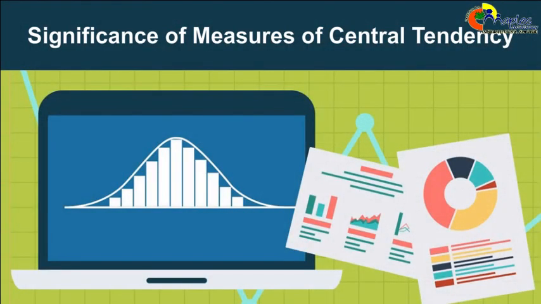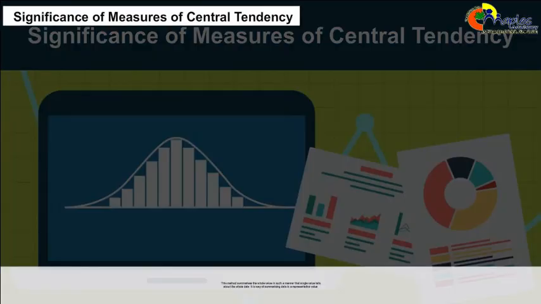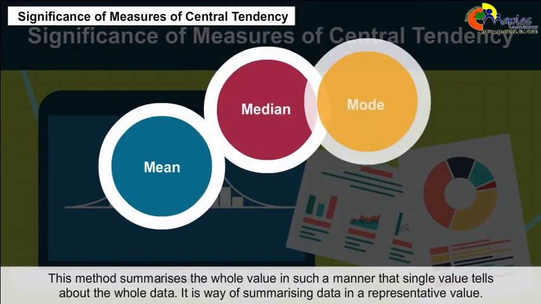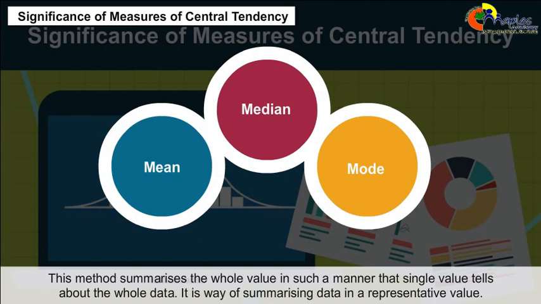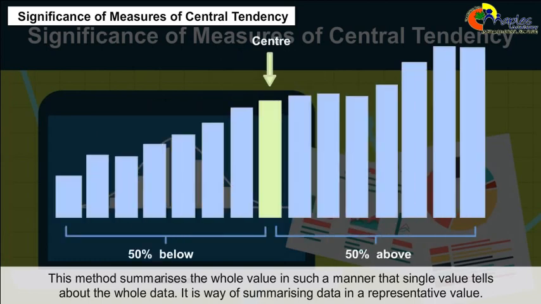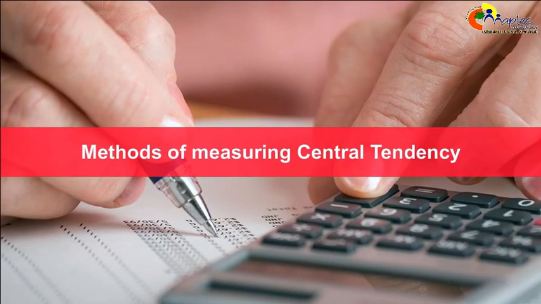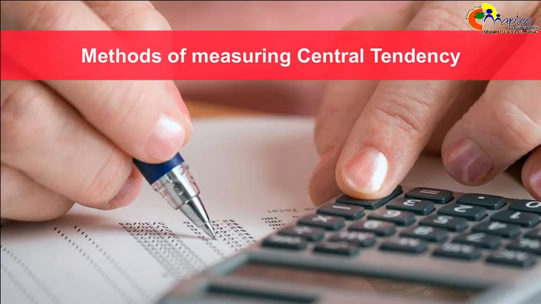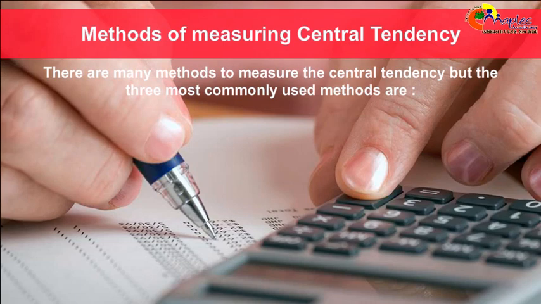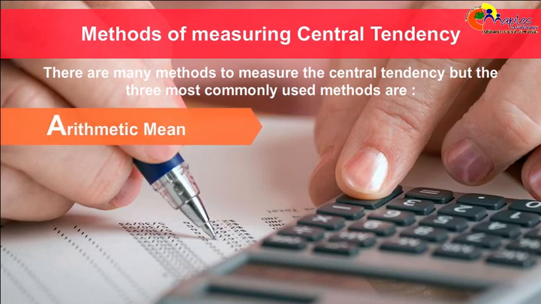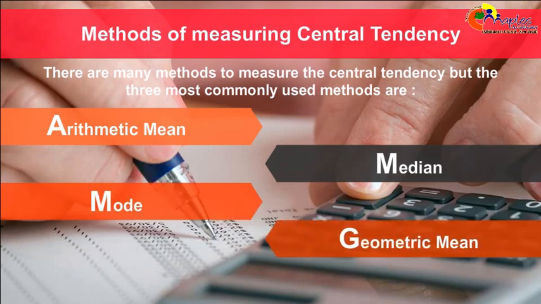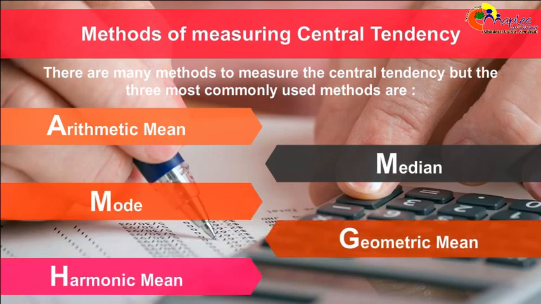Significance of measures of central tendency. This method summarizes the whole set of values in such a manner that a single value tells about the whole data. It is a way of summarizing data in a representative value. Methods of measuring central tendency. There are many methods to measure central tendency, but the most commonly used are arithmetic mean, median, mode, geometric mean, and harmonic mean.